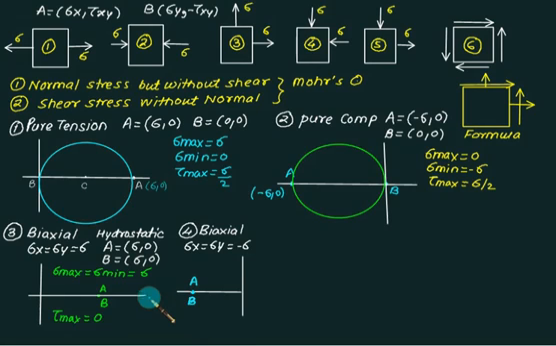So this time sigma max is the same as sigma minimum, equal to minus sigma, and tau max equal to 0. So just by looking at the figure, we can conclude that if there is no shear stress, then the normal stresses themselves represent the principal stresses.